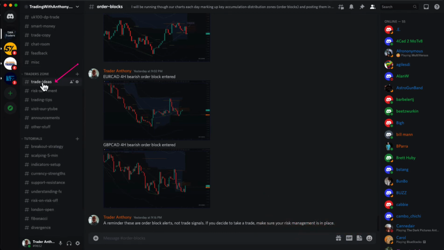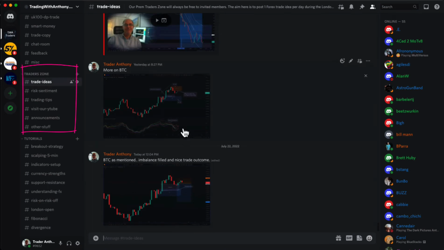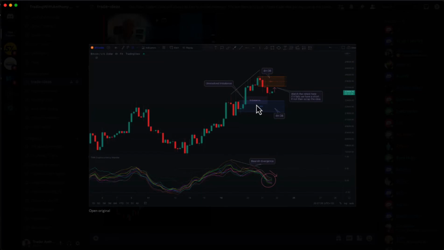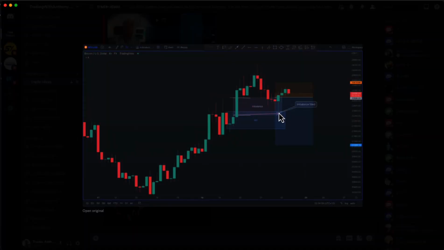Let's start off with this one. This was in the free trader zone yesterday. I sent this Bitcoin trade idea in here. I made this screenshot. Watch the retest. If we get that, we have a short looking to trade through this imbalance down here. Target is this 4-hour order block. And as it were, we got the trade down into the order block. We had an opportunity to trade this, target reached.